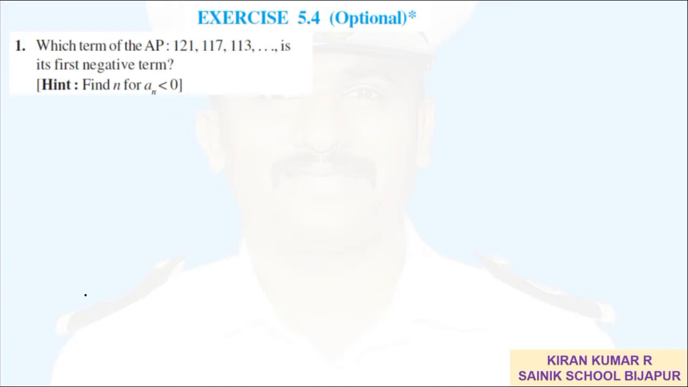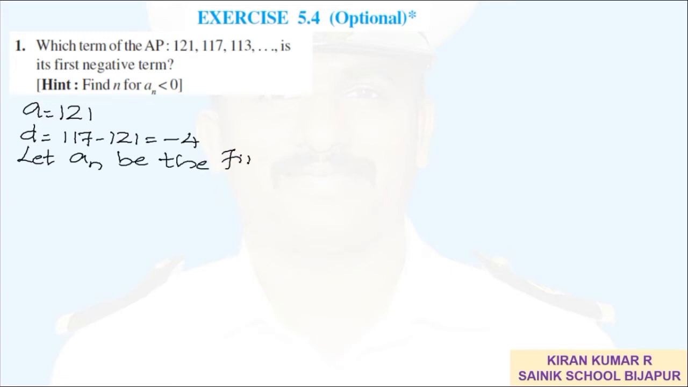Here a value is 121. The common difference is the second term minus the first term. It will be negative 4. Let an be the first negative term of this arithmetic progression. If I consider an as a negative term, an will be less than 0.